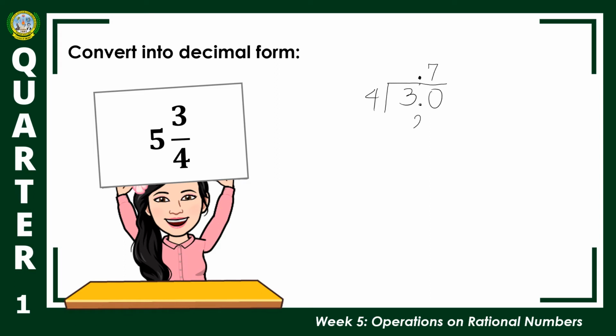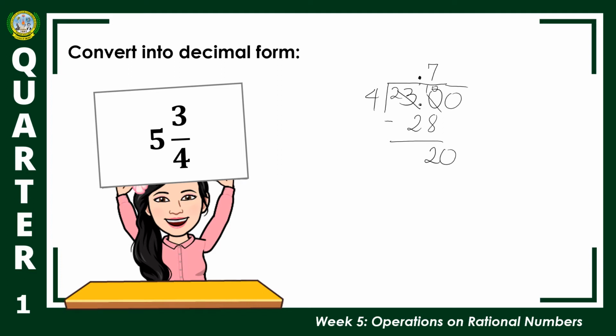7 times 4 is 28. So, subtracting, so since 0 to, let us borrow 1 from 3 and this will become 2 and this will become 10. 10 minus 8 is equal to 2. And of course, 2 minus 2 is 0. So, 2 na lang to. So, dahil may remainder pa, let's add another 0. And this will become 20.